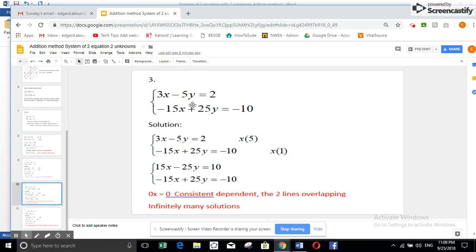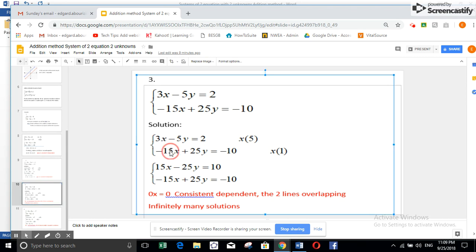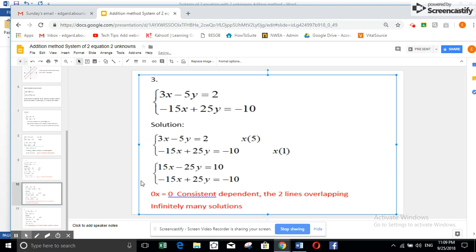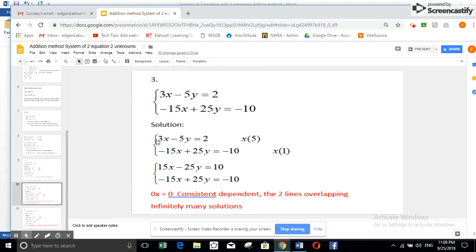Two examples remain. Suppose I have this example, and suppose I want to cancel x. I have 3 and minus 15. You know that the least common multiple is 15, so I multiply the top by 5. So I'm going to get 5 and positive y, because they are already of opposite signs. If I multiply here, I'm going to get 15x minus 25y equal to 10, and the second one the same. If I do the addition, this and this cancel out, that and that cancel out. So I'm going to get 0x or 0y equal to 0.